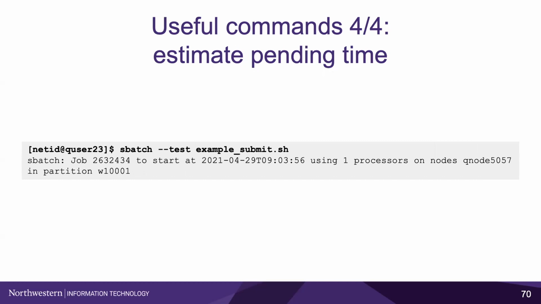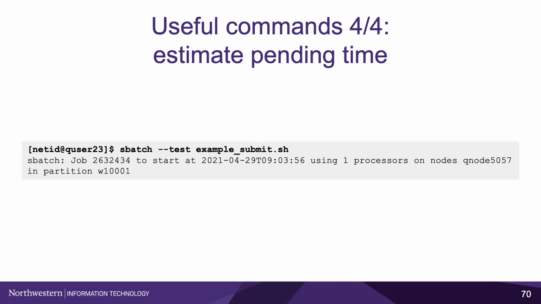All right, so finally, the last one that I wanted to talk about is the command that allows you to estimate the amount of pending time for a given submission. The command is sbatch, which is the same command as what you would use to actually submit the job, but followed by --test, followed by the submission script file name. And this will print Slurm's best guess on when this job will start.